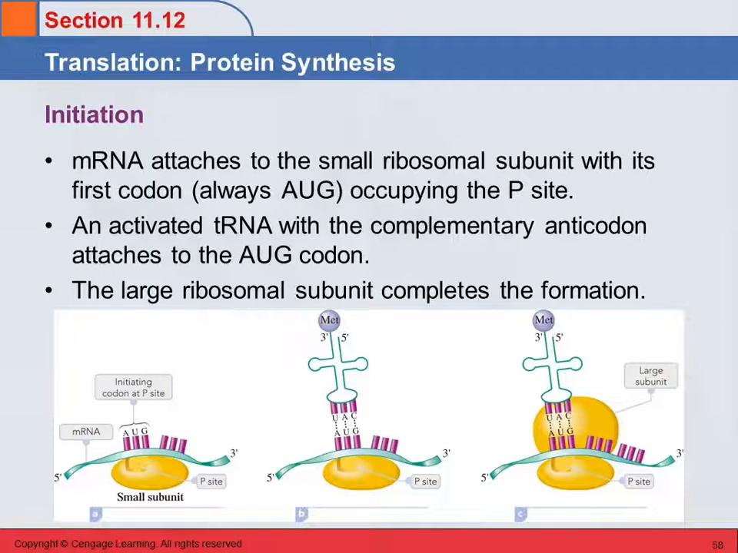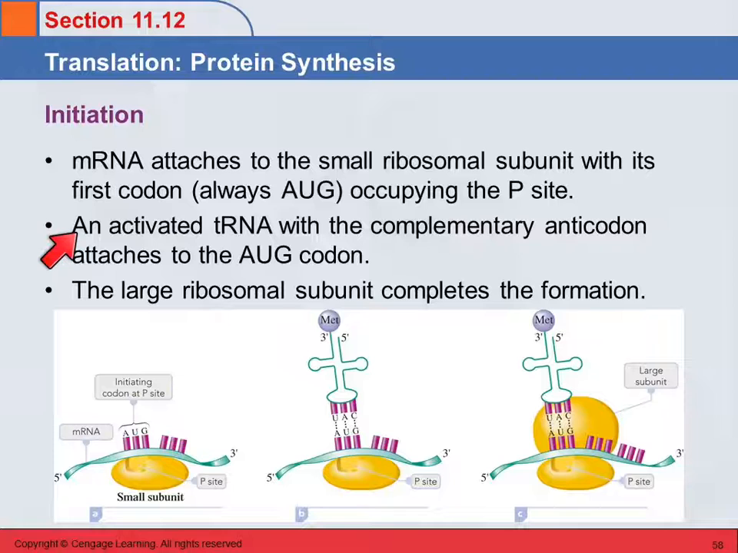So the first thing that happens is the messenger RNA, and it's named that because it's the messenger from the DNA. It's bringing the message of this is what we need to put together, this is the order. So the messenger RNA attaches to the smaller ribosomal unit, and the first codon, which is always AUG, is going to occupy what's known as the P site. So here's the P site, and this is that initiating codon. Comes in here, and this is going from 5' to 3'.